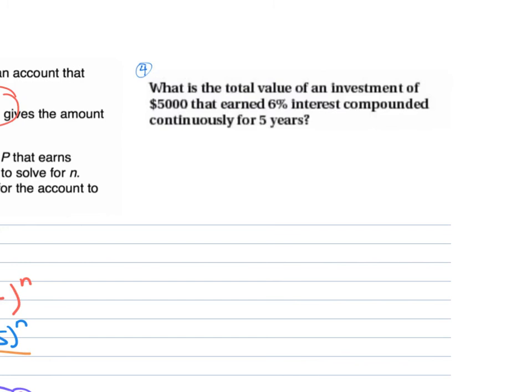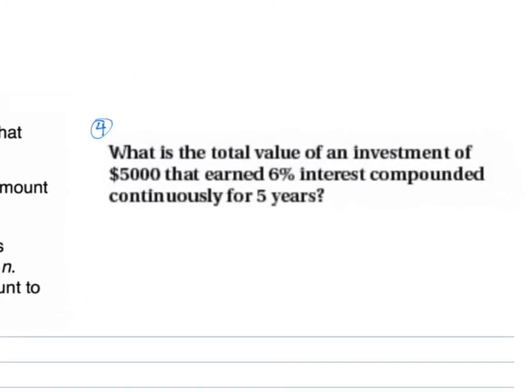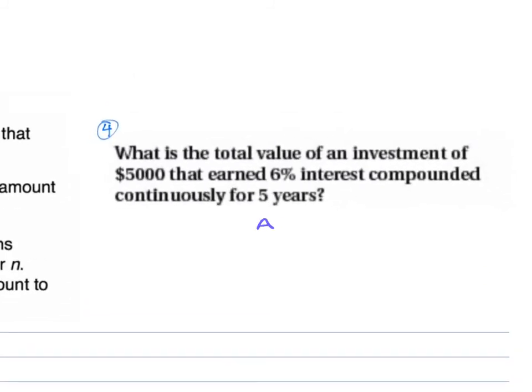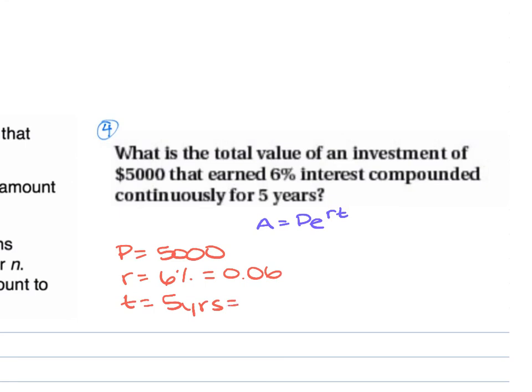For our last question here, number 4, it says, what is the total value of an investment of $5,000 that earned 6% interest compounded continuously for 5 years? So again, we're going to use Pert. A is equal to P times e to the power of r times t. Our P is our principal, that's the $5,000. Our r is the rate of 6%, which is 0.06. Our t is our time, which is 5 years, which is just 5.